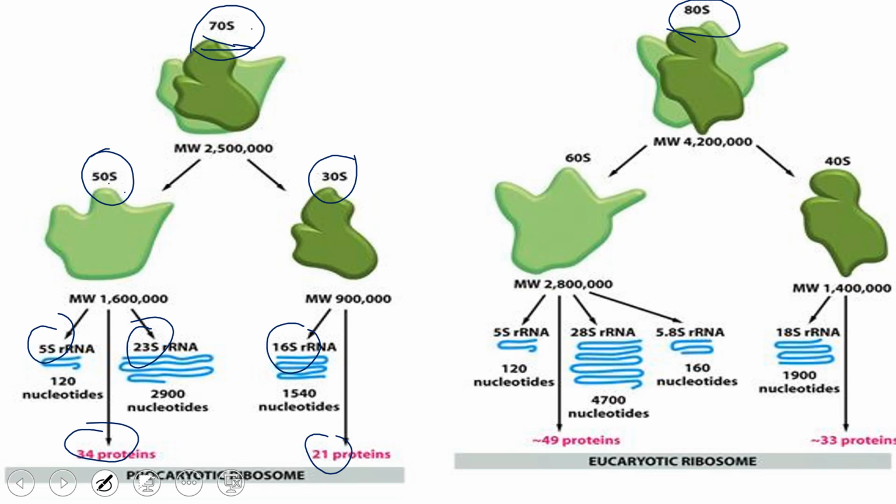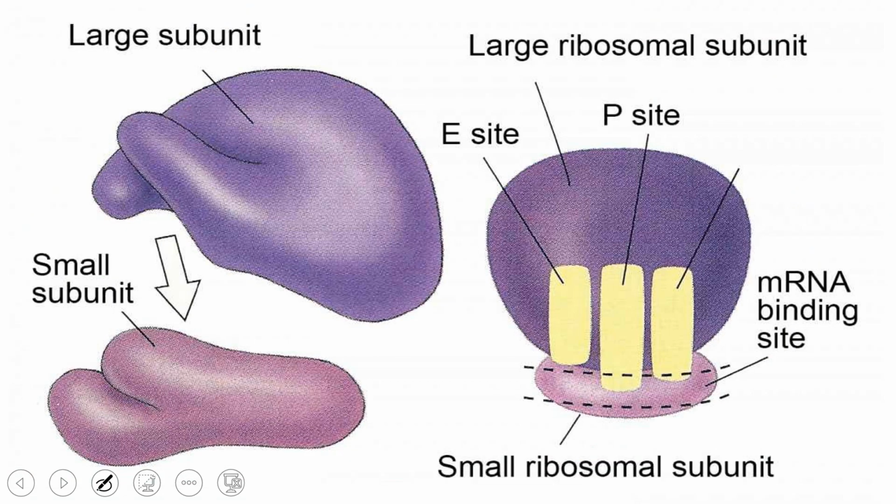The 2 subunits of the 80S are 60 plus 40. In the case of prokaryotes, it is 50 plus 30. And the number of proteins and the number of ribosomal RNAs also differ. So this is the overall picture. This is the large subunit, this is the small subunit. Either it is prokaryotic cells or eukaryotic cells, both have one large subunit and one small subunit. And here also you can see this is the small subunit and this is the large subunit.